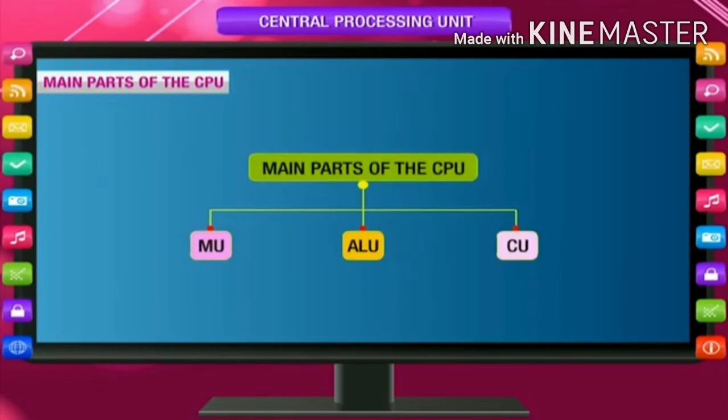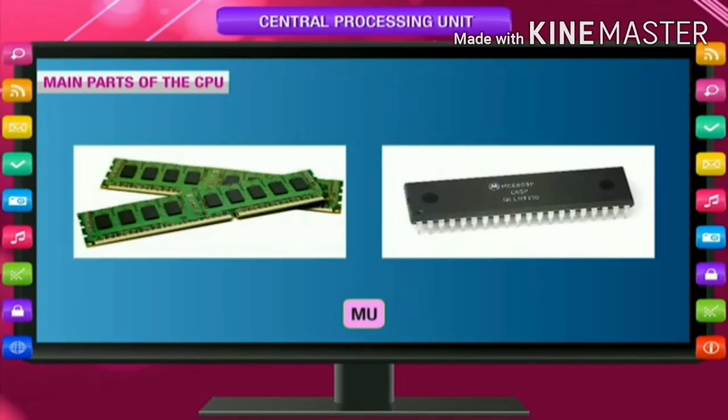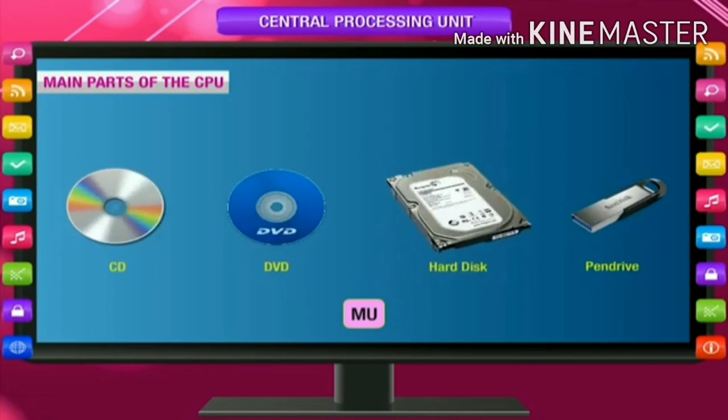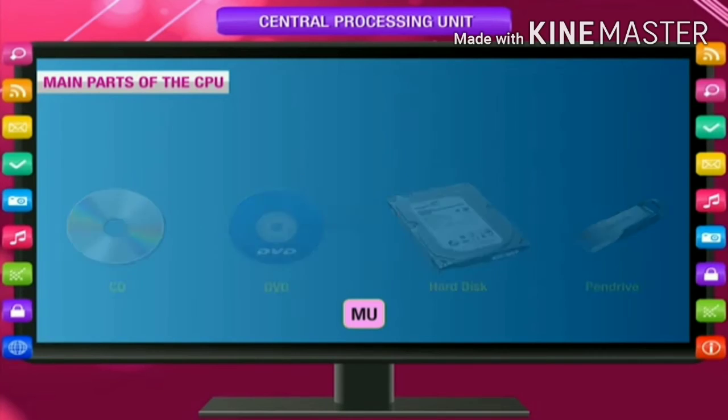The three main parts of the CPU are MU, ALU, and CU. The memory unit stores the information temporarily for making calculations. This temporary storage is made up of registers. A register is like a piece of paper for rough calculation work. If you want to store information permanently, send the output to some storage devices like CD, DVD, hard disk, pen drive, etc.